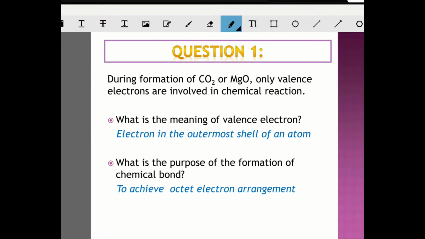Question number one is regarding, okay, during the formation of carbon dioxide and magnesium oxide, we say that only valence electrons are involved in a chemical reaction. Then for question one, we always come up with the definition. Yes, one of the very, very important parts in the SPM is the definition. So teacher, do you train your students to memorize the very important definitions?